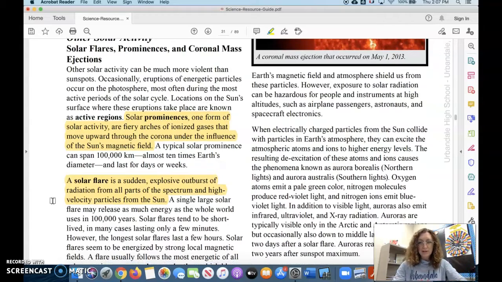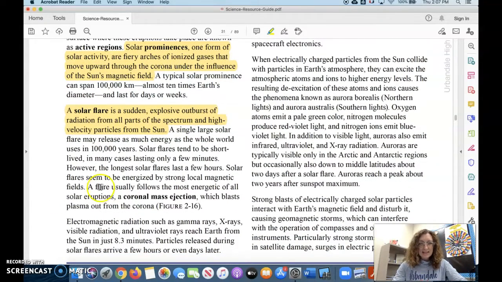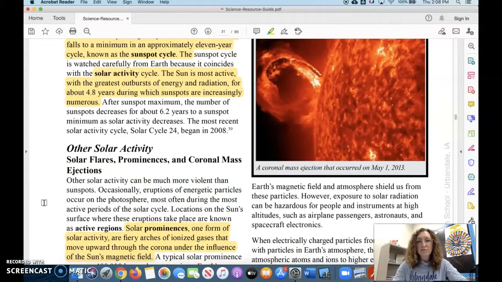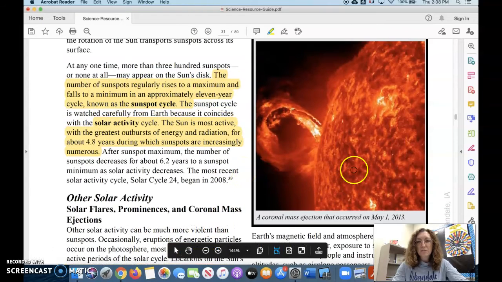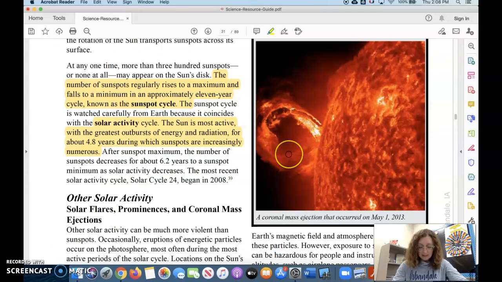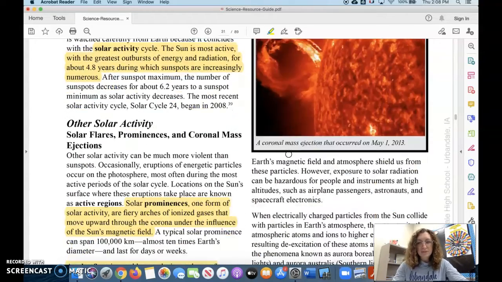Junk getting exploded out from the sun. Then a flare usually comes after the most energetic, most violent solar eruption, which is called a coronal mass ejection, plasma coming out from the corona. This is a picture of what a coronal mass ejection looks like. So it's shooting plasma out of the corona. Very cool.